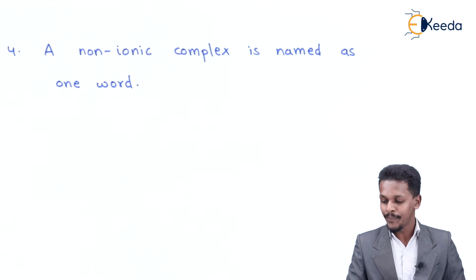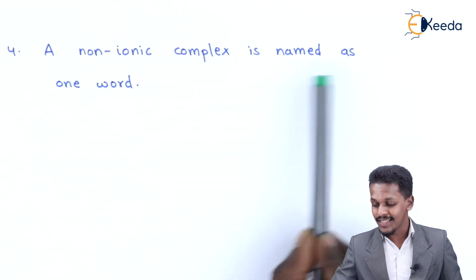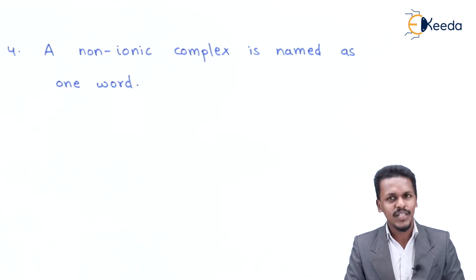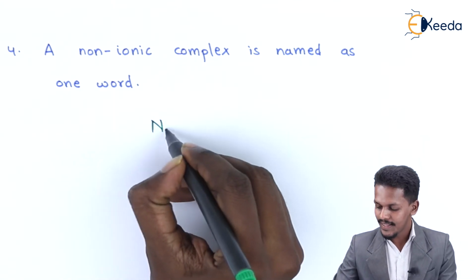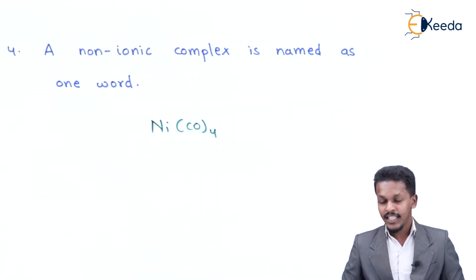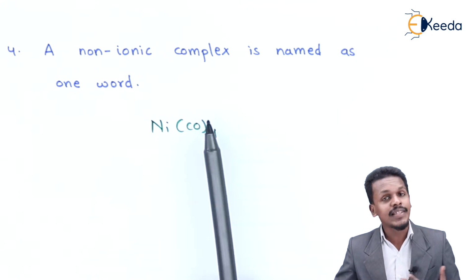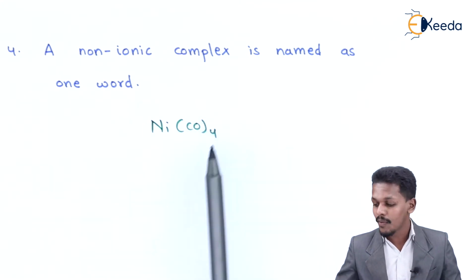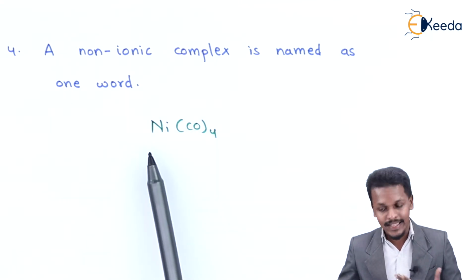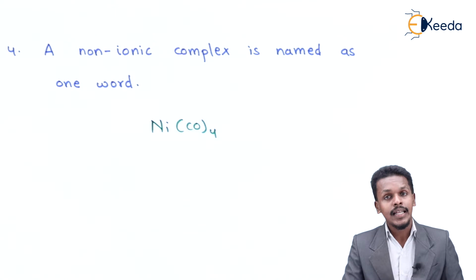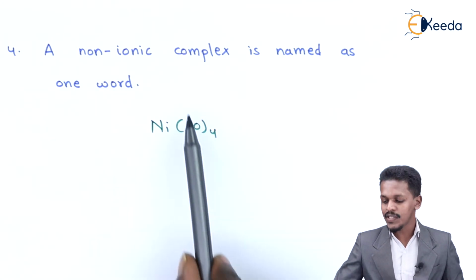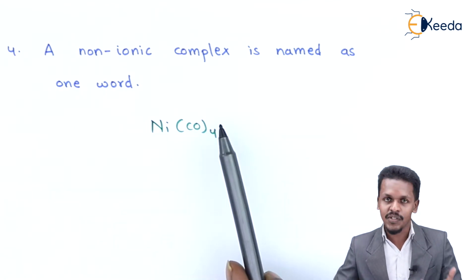The next rule is that a non-ionic complex is named in one word. Let me give you an example so that we can understand this one. Suppose we have this complex. Here we can find that there is no charge on this complex, neither positive nor negative. Basically this is nothing but a neutral ligand that has been associated with this nickel. This is called a non-ionic complex, because in this complex we can't find any charge, positive or negative.